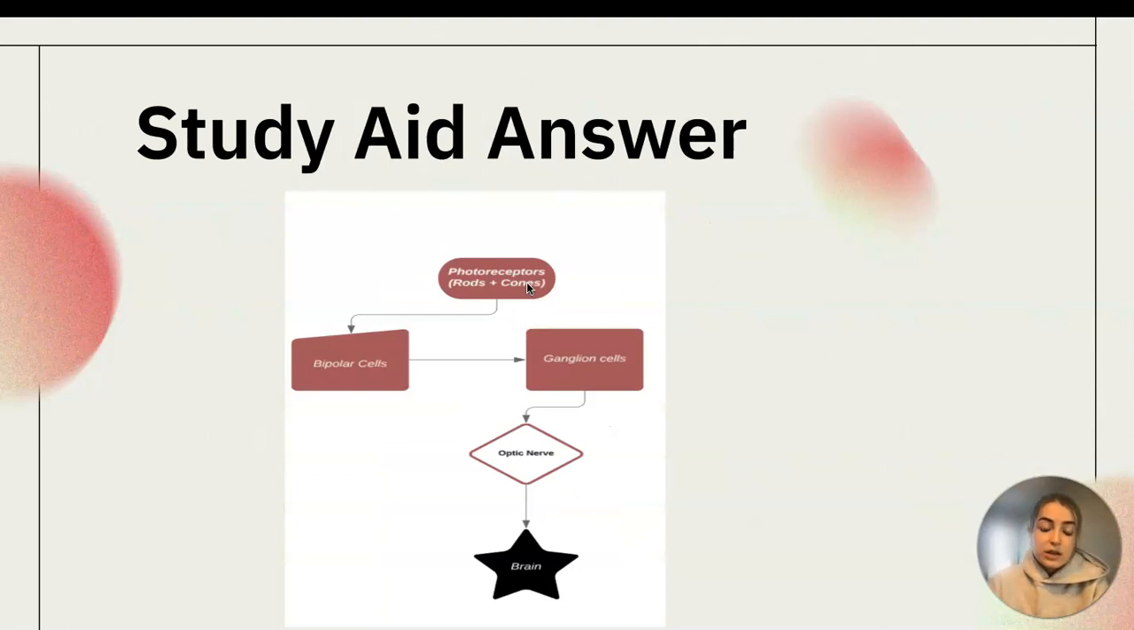So the answer: when light enters the back of the eye, it hits the retina, and then the cells of the retina that detect and respond to this light are known as the photoreceptors, the rods and the cones. They transmit this light into a chemical signal. The chemical signal goes to the bipolar cells, then to the ganglion cells, through the optic nerve and into the brain, where these chemical signals are translated into these images that we're able to see with the human eye.